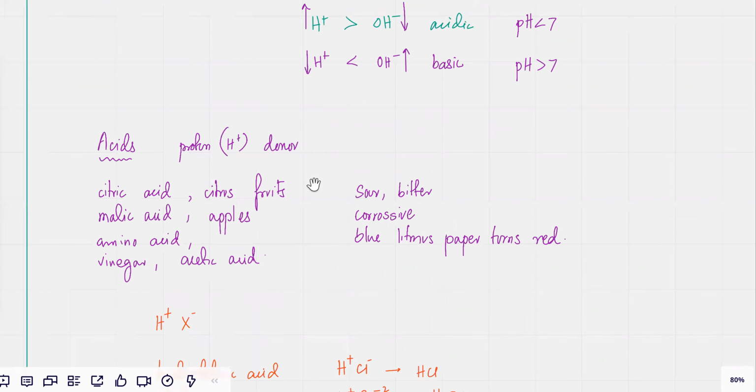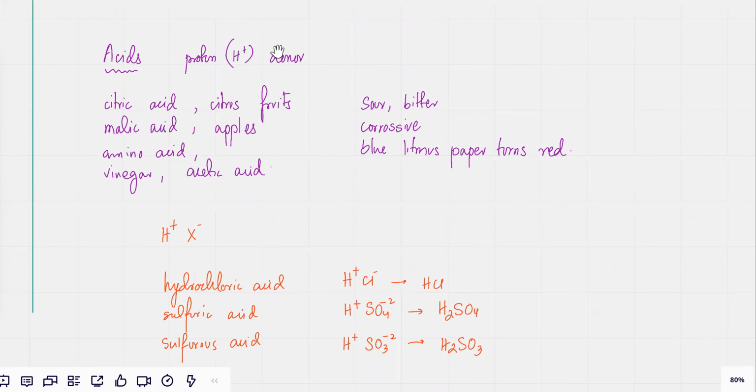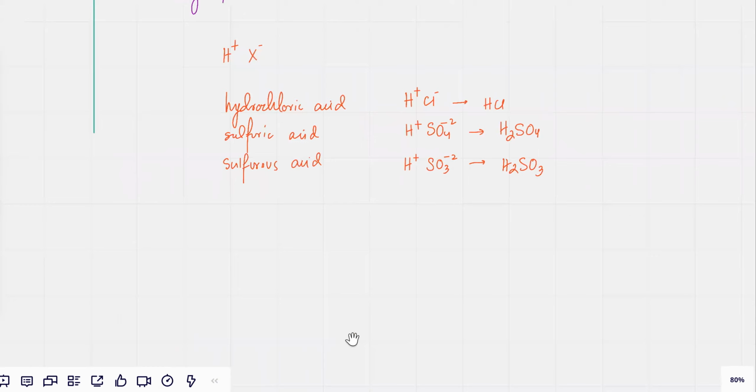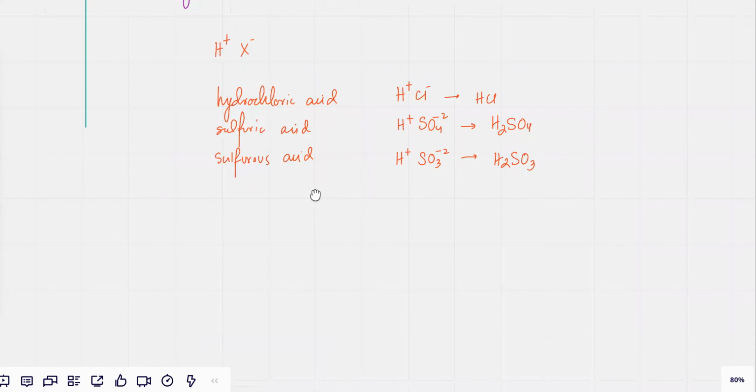So we discussed that acids are proton donors, and I told you acids are everywhere. You have a lot of molecules that are producing H plus ions. So you have citric acid, malic acid, amino acids, vinegar, acetic acid. If they are highly concentrated, then they're corrosive. And we started making these formulas of acids, which I gave you as an assignment as well.